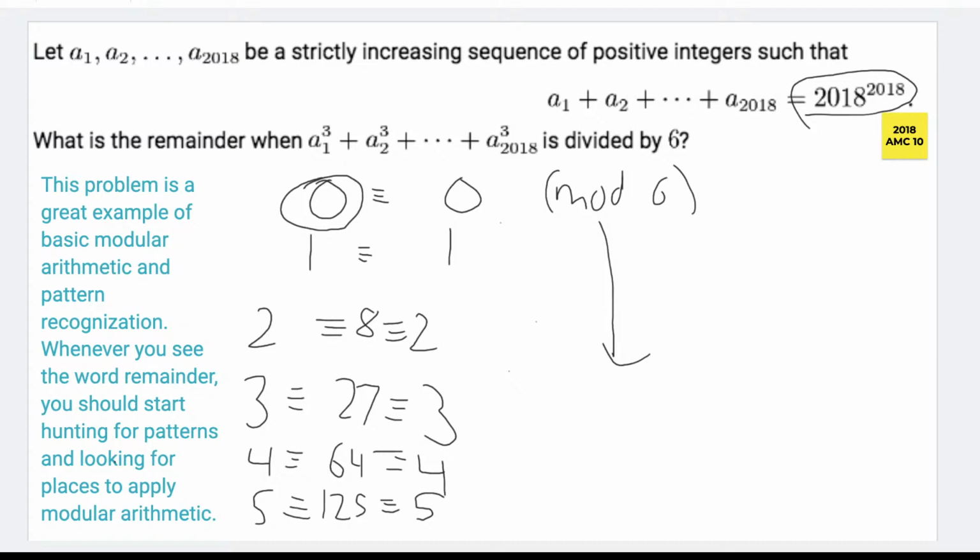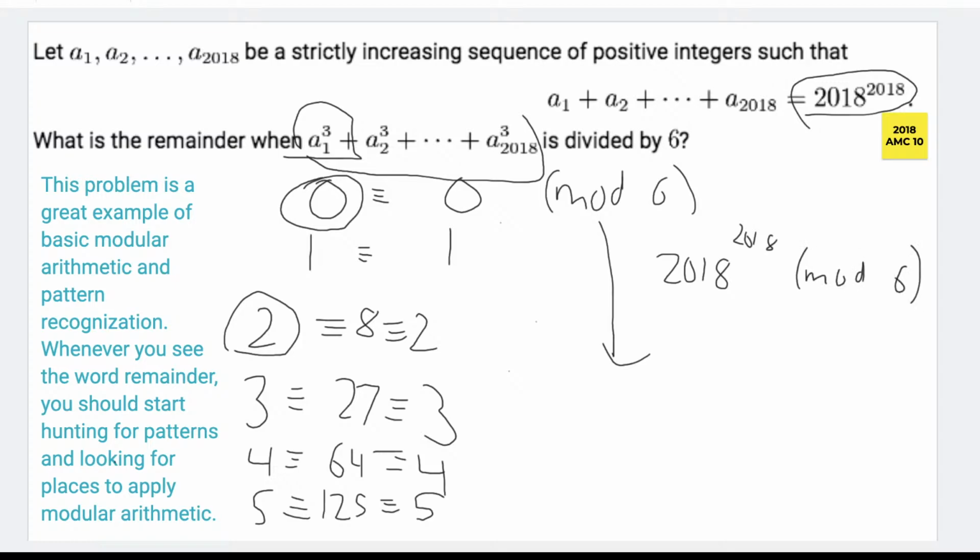Now we notice that whatever number you put in, the remainder will be the same in mod 6 after you cube it. Now that tells us that for 2018 to the power of 2018, we don't even need to cube the expressions, because the remainder of this divided by 6 will be the same as the remainder of this divided by 6, because we just tested it out. And 2018 to the power of 2018, now we want to find that in mod 6.